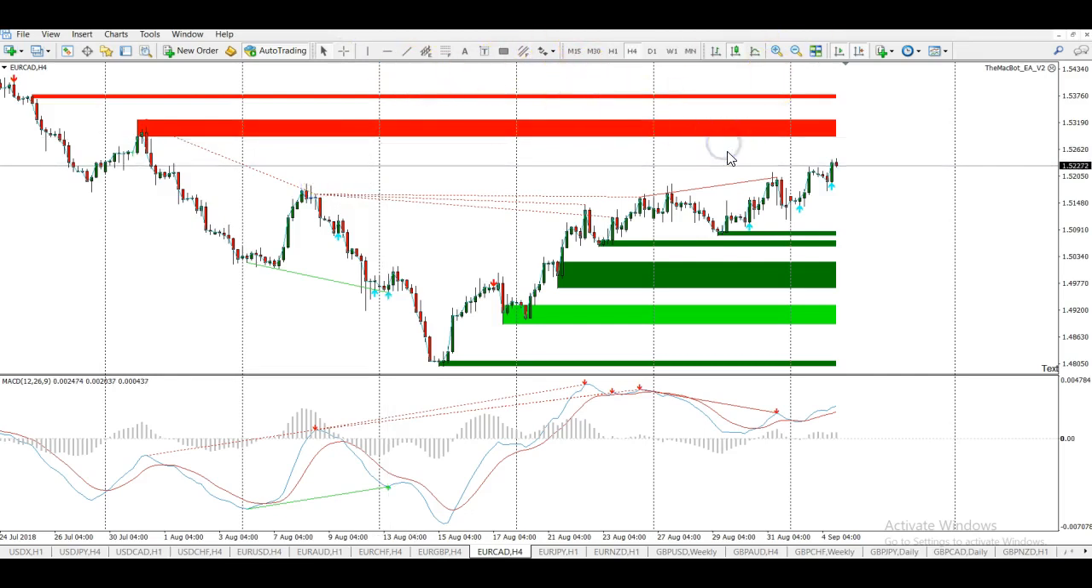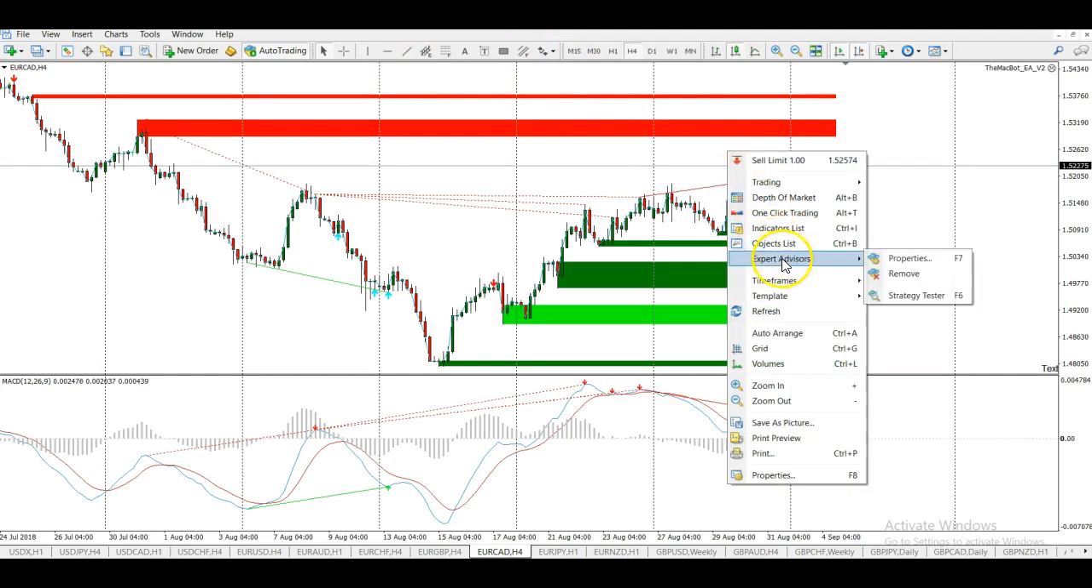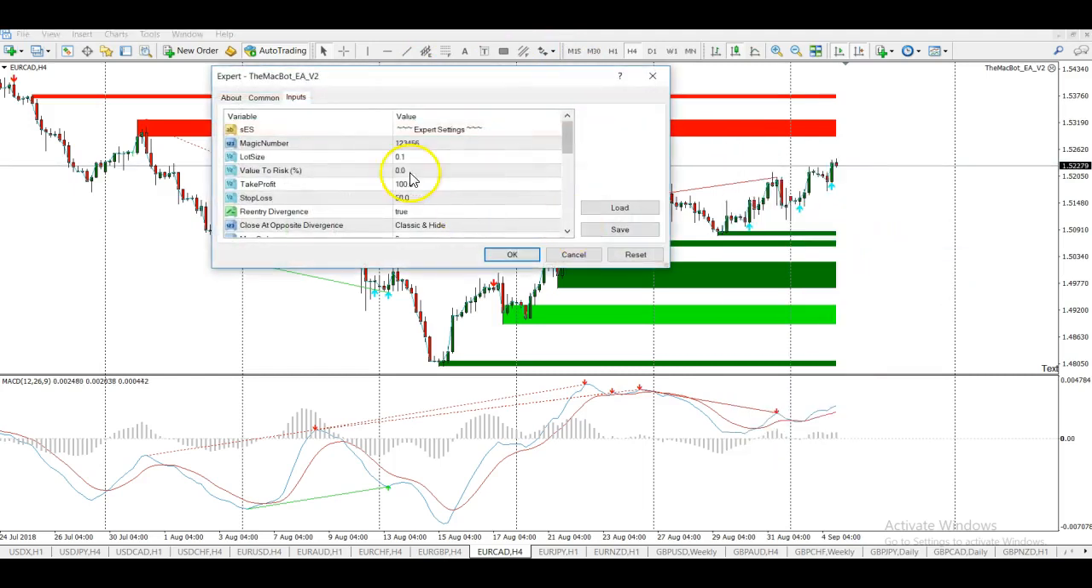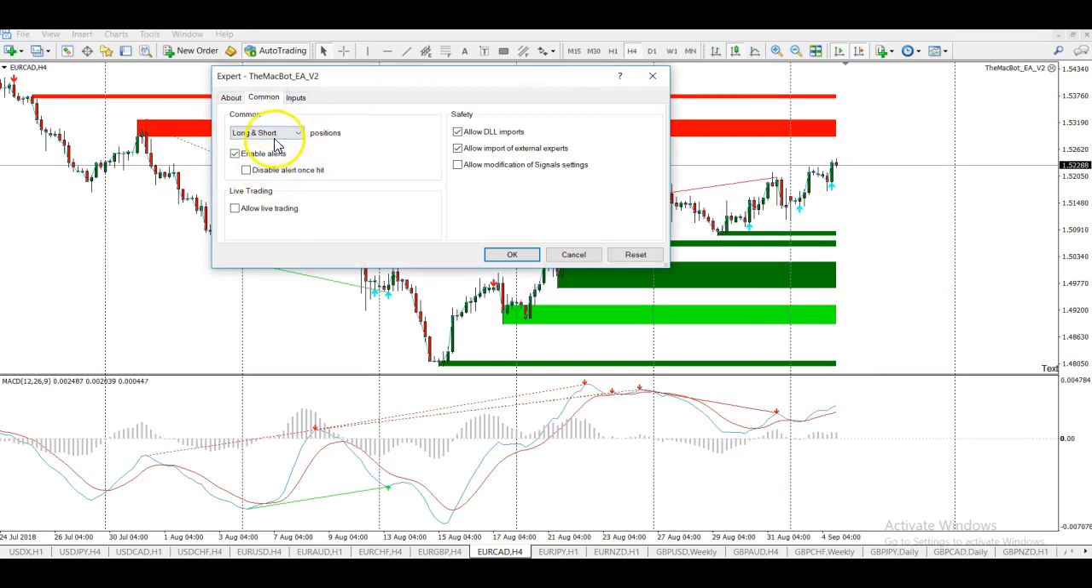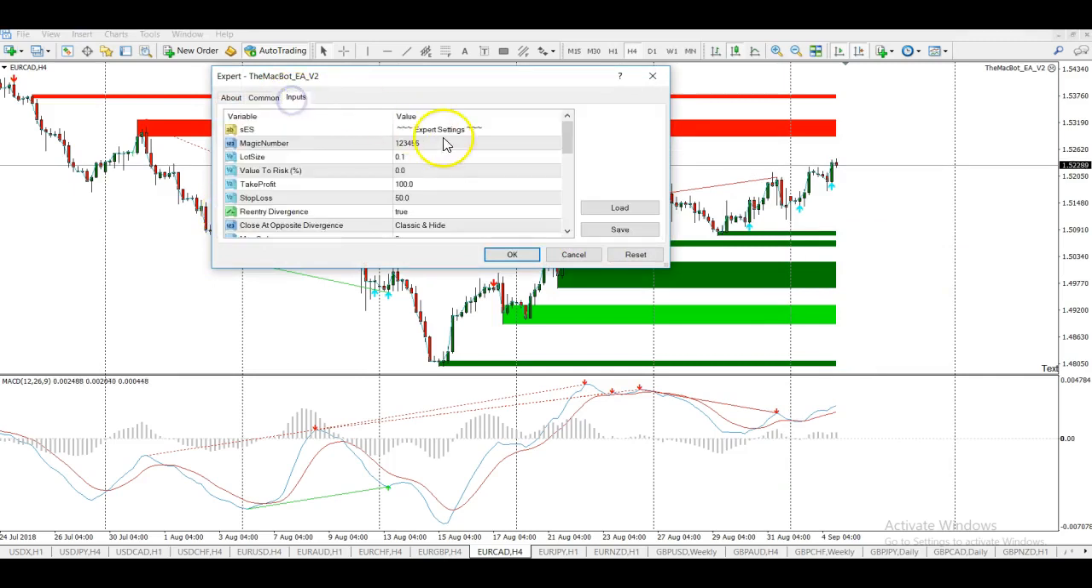So just going to load the robot, and we're just going to go to properties. Again, we're looking to short. Market only short. Allow live trading, yes. Go to inputs, put in R25, 60 pips. This one will put 0.